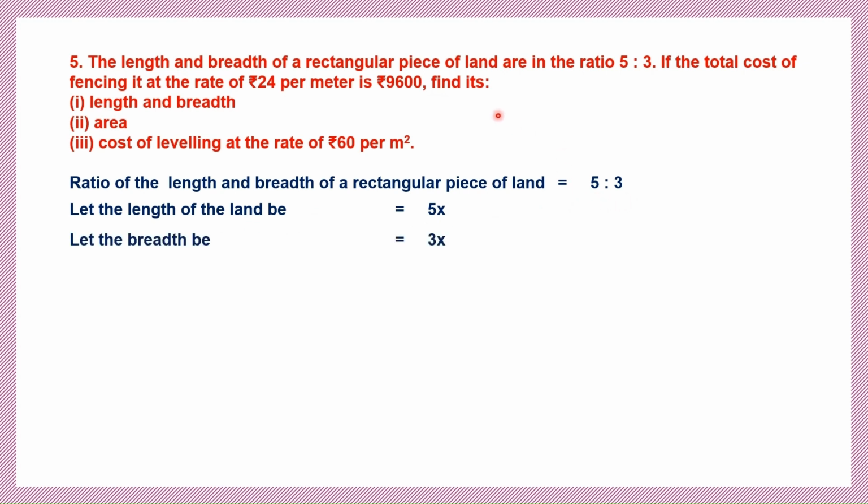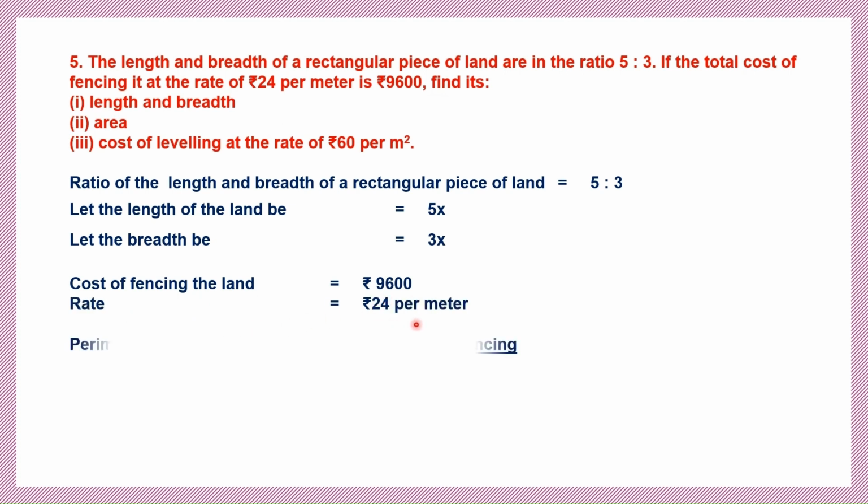Now, what else are we given? We are told about the total cost of fencing. Now, there is a formula to find the total cost of fencing. And what is that formula? Perimeter into rate per meter. Now, if we use that formula, we can find the perimeter. Okay, so let's use that. Cost of fencing the land is given to us. Then the rate is also given to us.